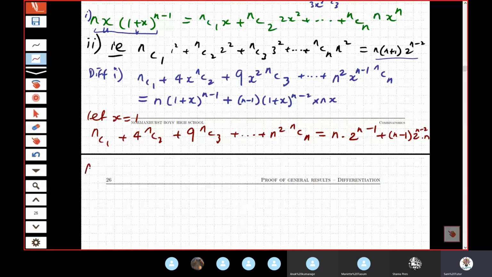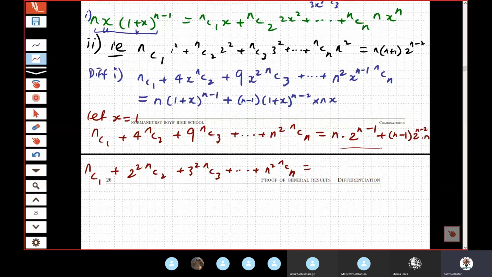Next line, n choose 1 plus 2 squared, because that's what you wanted. You didn't want 4. So I'm just going to write it the way they wanted it. n choose 2 plus 3 squared, n choose 3 plus ... plus n squared, n choose n, equals, all right, this thing. What would you do now? When you know it's going to become 1, you've got it like this. What are we going to do?